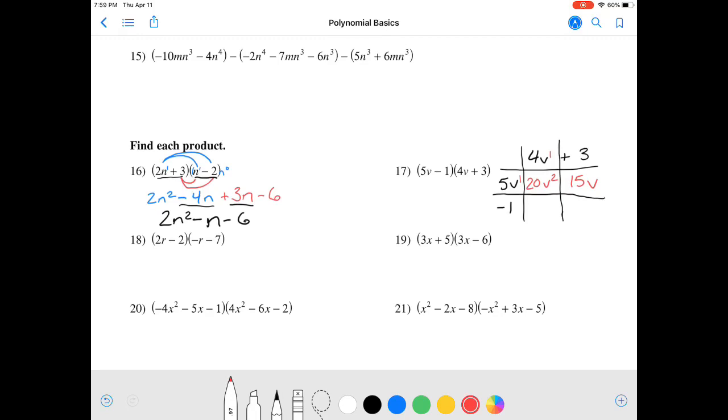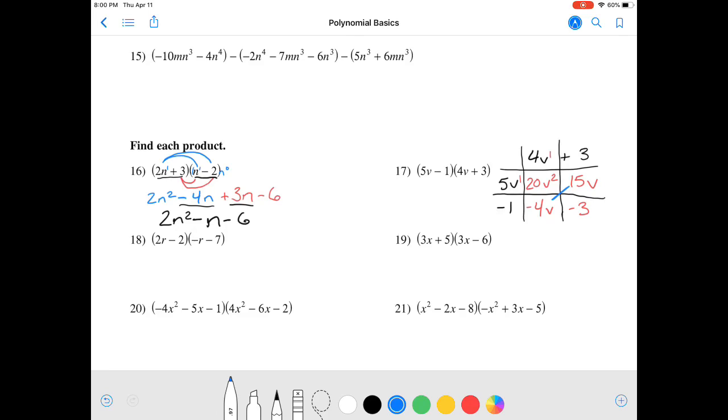Next, I'm going to multiply by our next row, the negative 1. 4v times negative 1 is negative 4v. And 3 times negative 1 is negative 3. Little slip of the tongue there. I was looking at the positive 3.